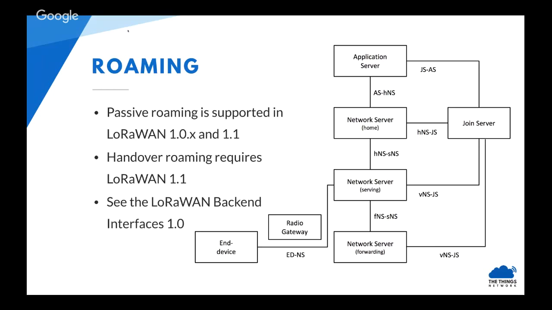So, handover roaming requires LoRaWAN 1.1, and the way it works is that network servers can actively hand over or initiate a handover procedure by sending a MAC command, but also the device itself can rejoin on a regular basis to be activated on another serving network server. So if a device travels to a different country and there's a different operator active, then this would work through LoRaWAN roaming.